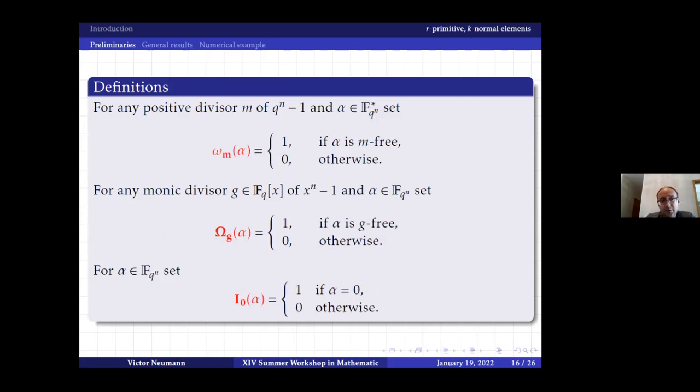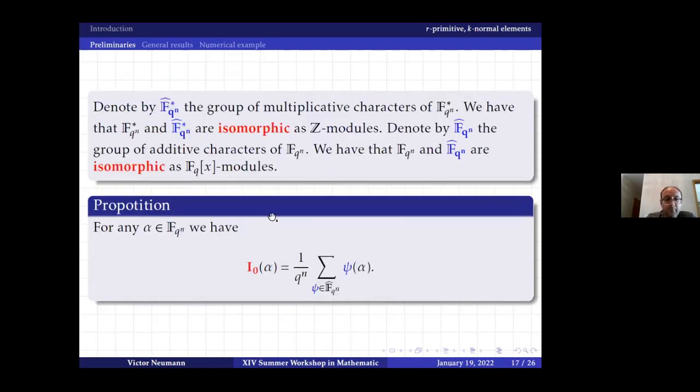In the next page, we just show how to write these elements. For example, e0 of alpha must be written like that, where here we denote the group of multiplicative characters of this group. The group of multiplicative characters is in fact the group of homomorphisms of this group to the complex numbers without 0. In the same way, we may prove that these two groups are isomorphic as modules.